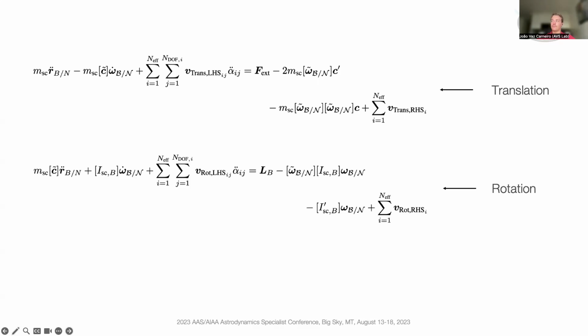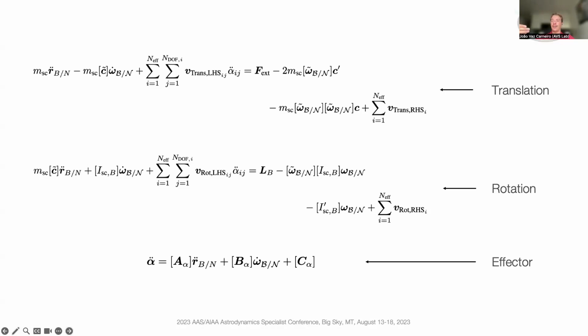That's pretty common. For the rotation, it's similar. Again, on the left side, we have the explicit second order terms, and on the right side, we have torques, gyroscopic terms, that sort of thing. Finally, for each of the effectors, we have the effector equations of motion. Now we can write them as alpha double dot is equal to, or in terms of, r double dot bn and omega dot bn.